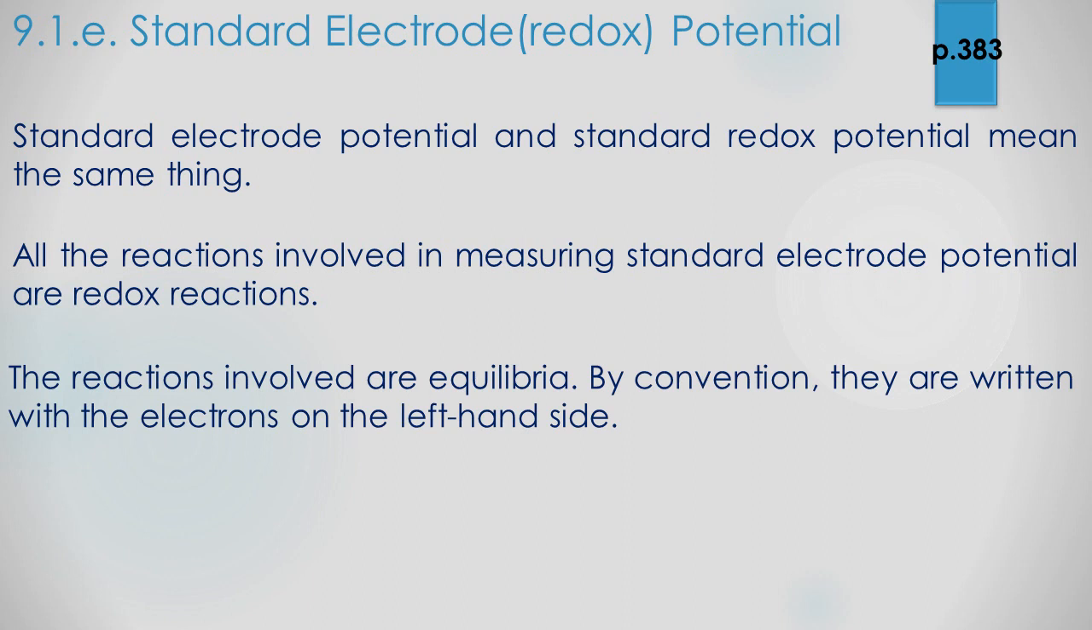By convention, they are written with the electrons on the left-hand side. So we always start with the metal ion gaining electrons to form the metal: Mg2+ + 2e- forming Mg, Cu2+ + 2e- forming Cu. This is by convention.